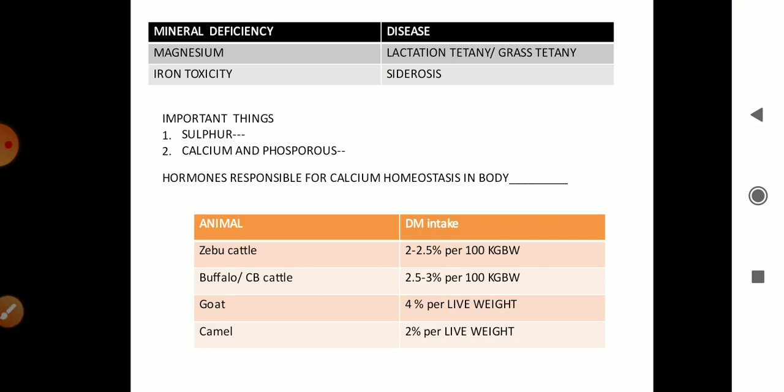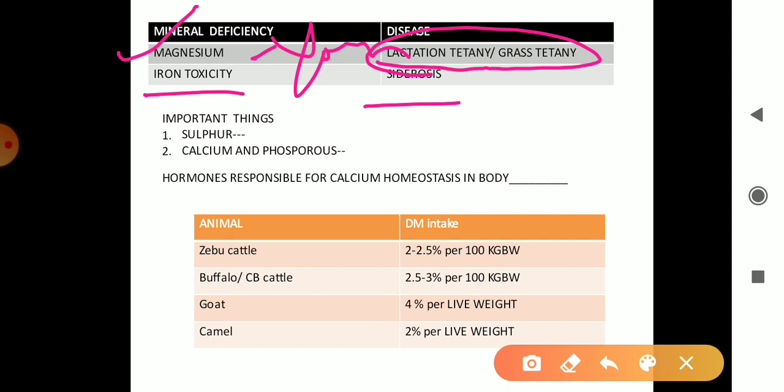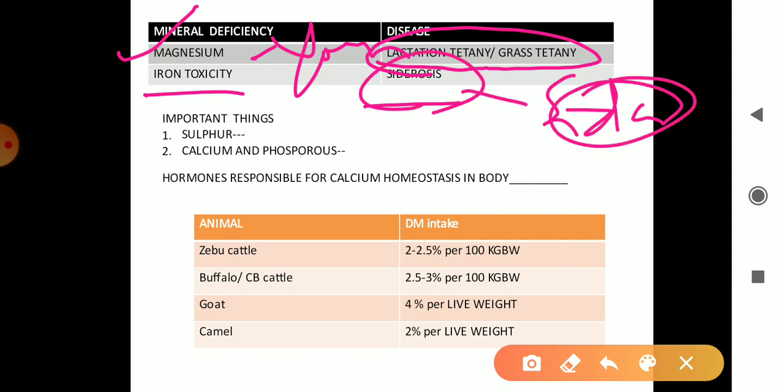Coming to the next mineral deficiency, magnesium deficiency causes magnesium tetany, also called lactation tetany or grass tetany. It is generally found in younger animals. Iron toxicity, an excess of iron, causes a condition called siderosis. It's a very important question, also asked many times in environmental issues.